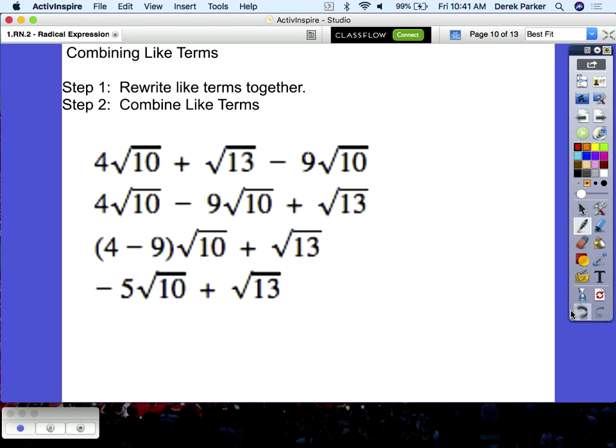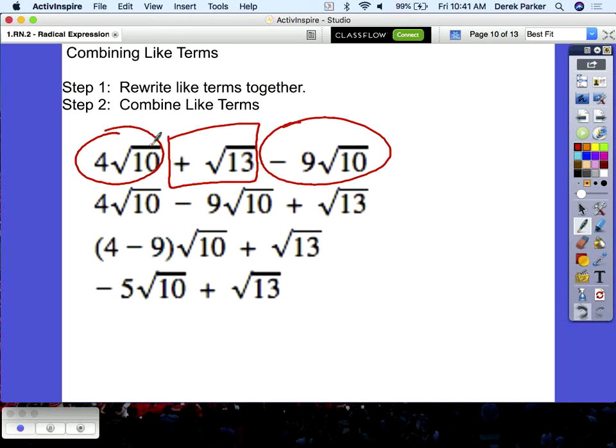So my first step would be to circle the ones with the square root of 10. And as you can tell, I'm circling the negative with the 9 because it needs to stay together. And I'm going to square off the 13. So in all reality, there's only 2 things I can combine here, and that's 4 square root of 10 minus 9 square root of 10.